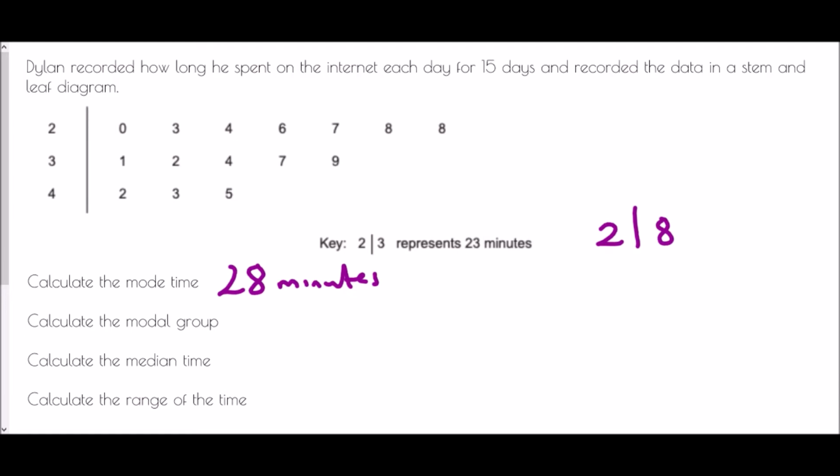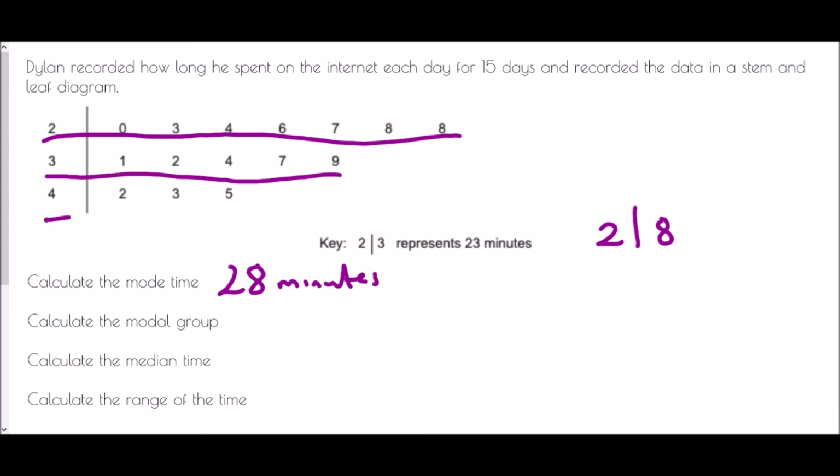Next, we're asked to calculate the modal group. Now, modal group means the group which has the most in it. And so what we just need to look at here is which of the categories is the longest. So the 20s section is this long, the 30s section is this long, and the 40s section is this long. And so quite clearly, the group 20 to 29 minutes is the modal group. It's the one that was done most often.